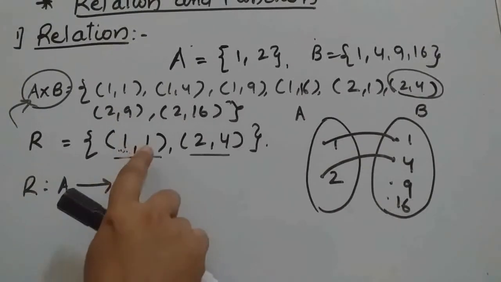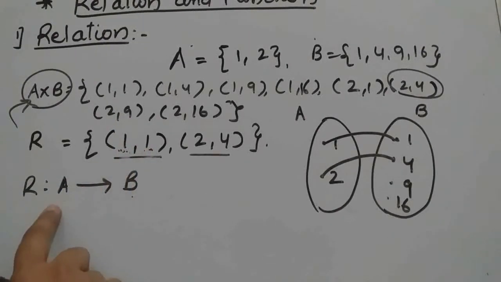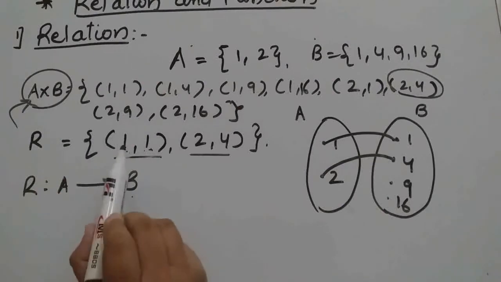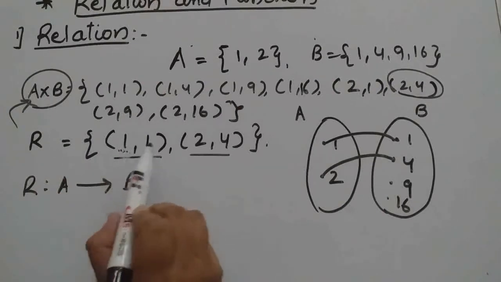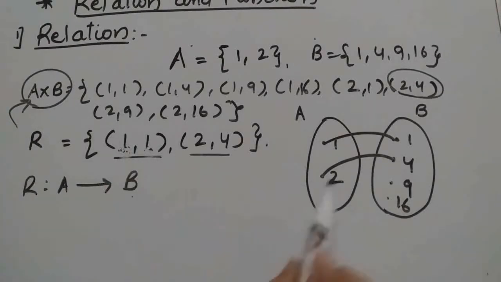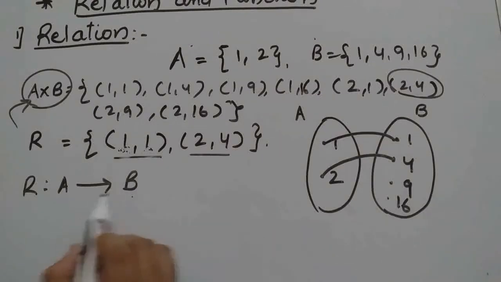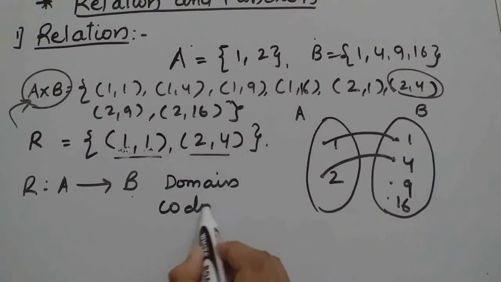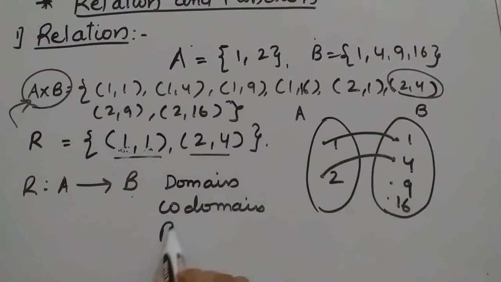So how can we define relation? Relation from A to B is a subset of A cross B, and which describes the relationship between first and second element. Okay, now we have domain, codomain and range.